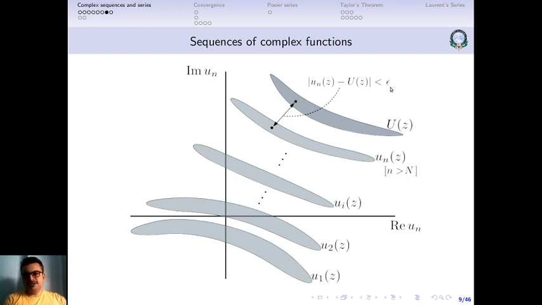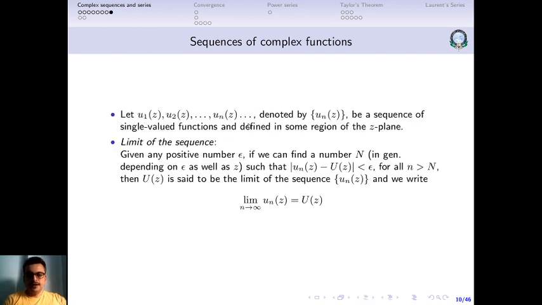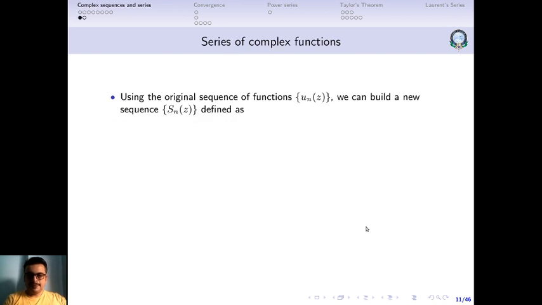Now suppose you give me a different epsilon, then if I can give you another value of capital N such that this same condition is satisfied, then no matter how small a value of epsilon you give me, I can always find you an N such that there are going to be members from the sequence, each and every member, that get closer and closer to this. If that happens, then we say that this function capital U is the limit of this particular sequence of functions. This definition is talking about exactly that. In this case we say that this particular sequence converges to this function capital U of z.